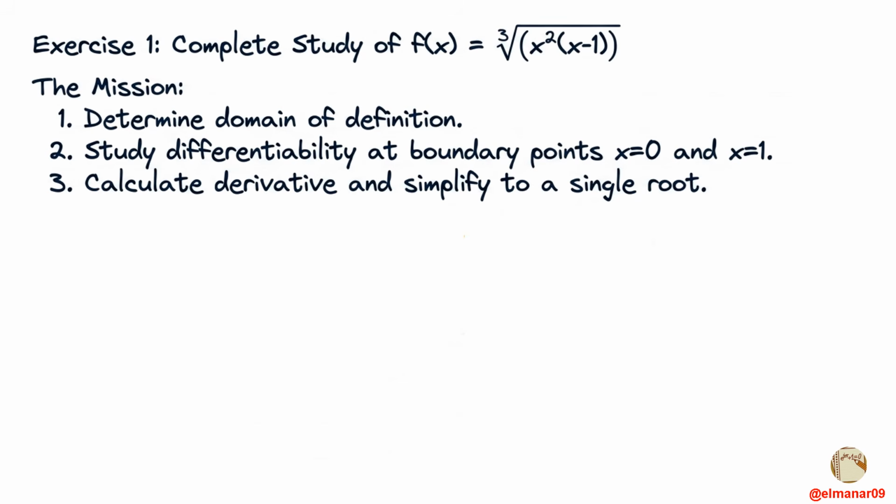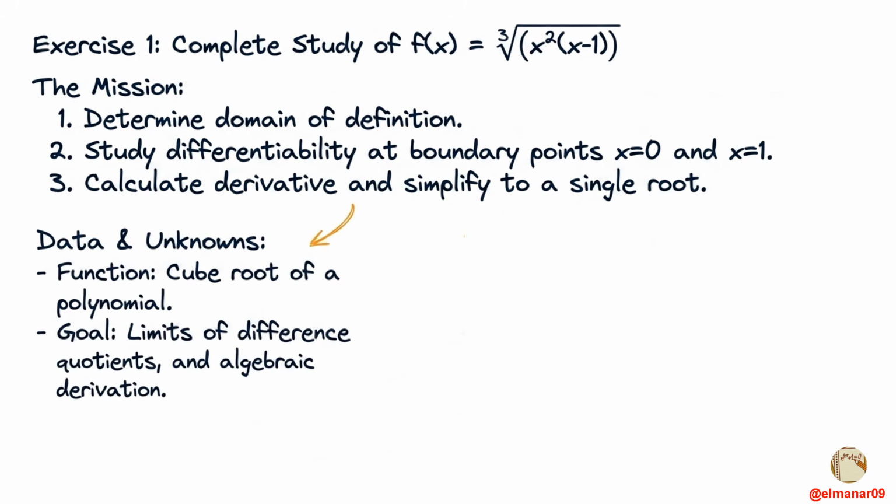Exercise 1. Complete study of f of x equals the cube root of x squared times x minus 1. The mission: 1. Determine domain of definition. 2. Study differentiability at boundary points x equals 0 and x equals 1. 3. Calculate derivative and simplify to a single root. Data and unknowns. Function: cube root of a polynomial. Goal: limits of difference quotients and algebraic derivation.